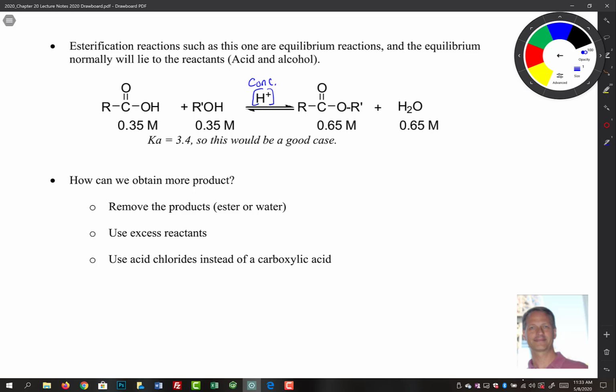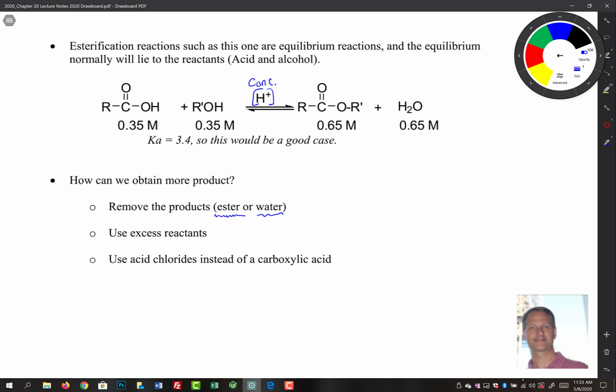and be careful as you carry them out. Now, what do you do if you want to favor the products? So how do you favor the products? Well, we can do a couple things. We can remove the ester or the water. So we can apply Le Chatelier's principle, right? We can have a large excess of reactants and then do a purification.